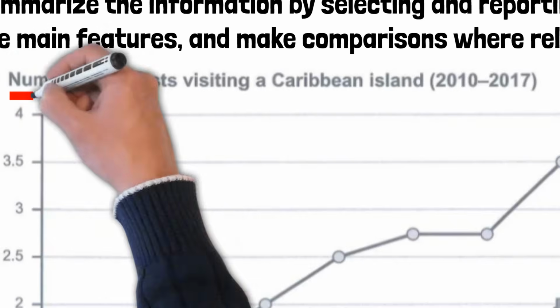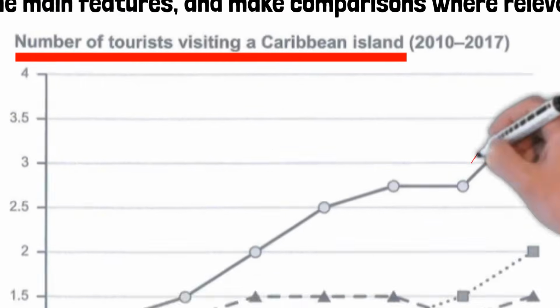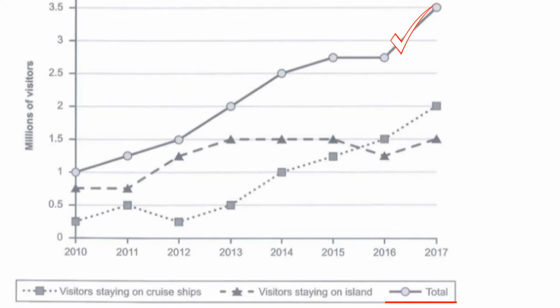So this graph is about the number of visitors to an island. The first line is about the total number of visitors. The second line is about the number of visitors who stayed on the island. The third line is about the number who stayed on cruise ships.